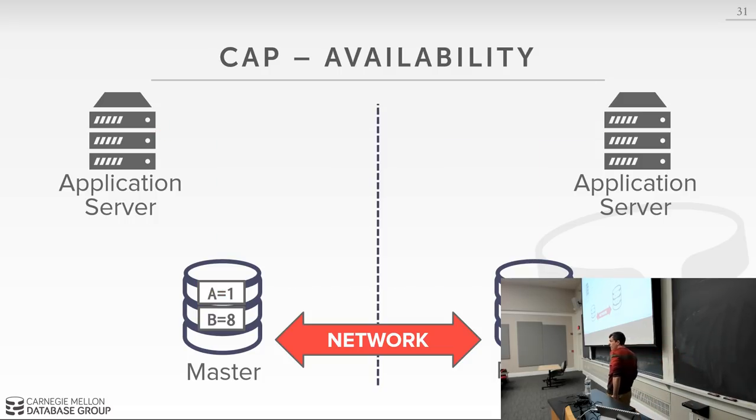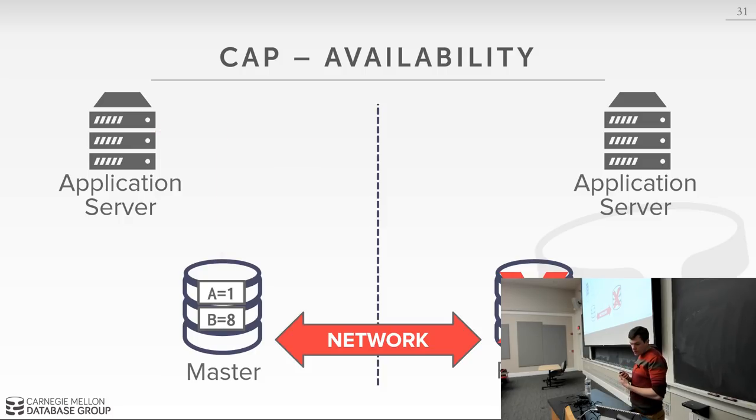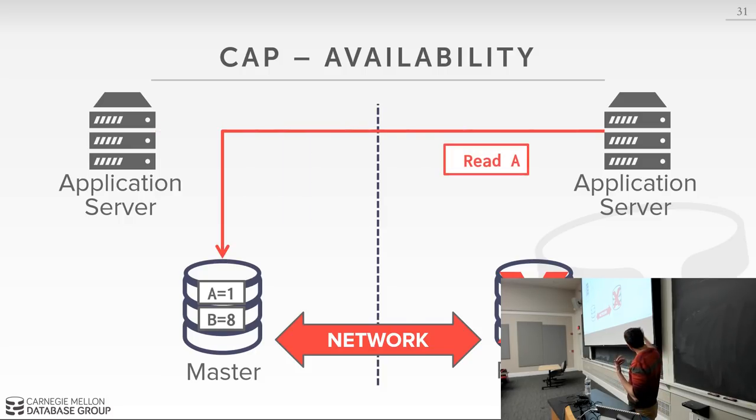Availability means that if a node goes down, then no matter what, I can still execute transactions. Say this node goes down here. I can read B, I can get a value, I can do writes and get a value. The other application server knows that it can't go to the failed node, so it'll go to this other one, and they can read A correctly as well. So we're guaranteeing that no matter how many nodes go down, the entire database is still available.